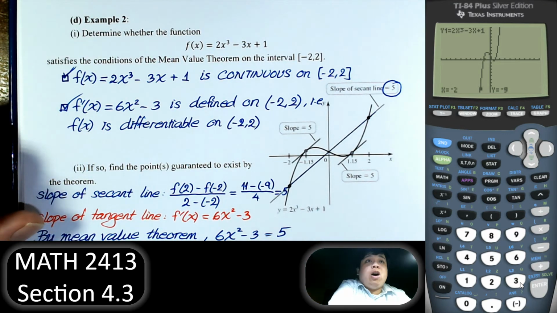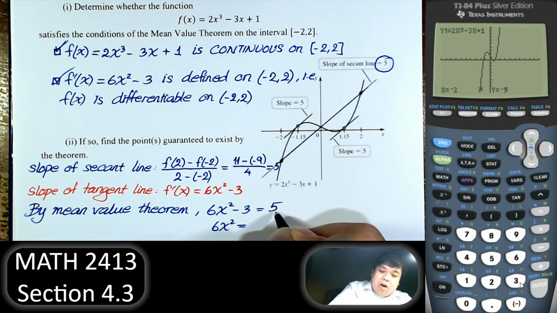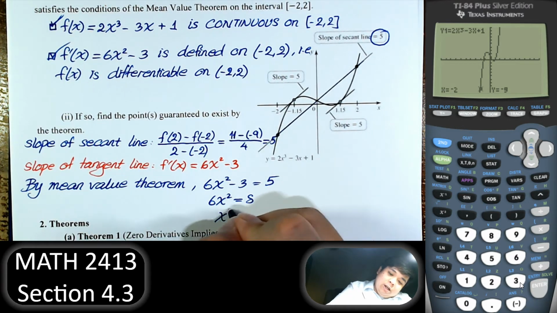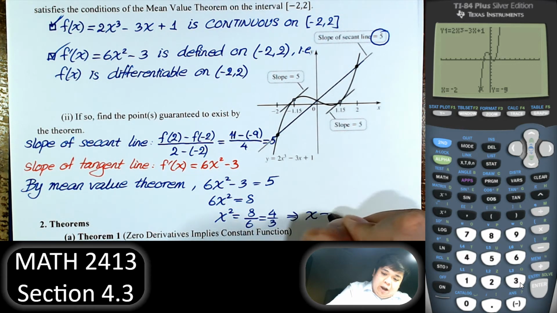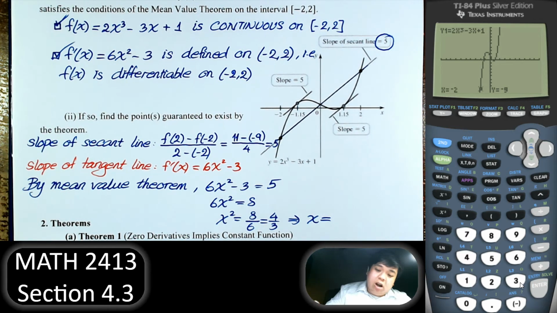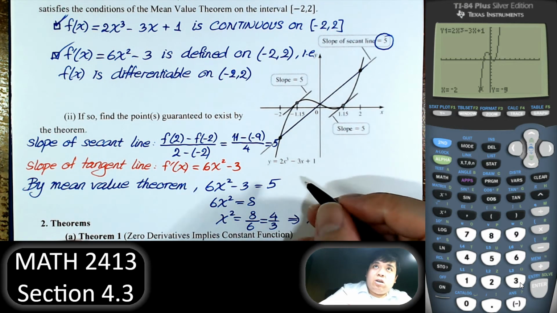And then we just need to find the point. So it's easy, make them equal. So 6x squared equal to 5 plus 3, so it's 8. Divided by 6 on both sides, so x squared is equal to 8 over 6 or 4 over 3. So for x, taking the square root on both sides, and don't forget there's a plus or minus. Plus or minus square root of 4/3.